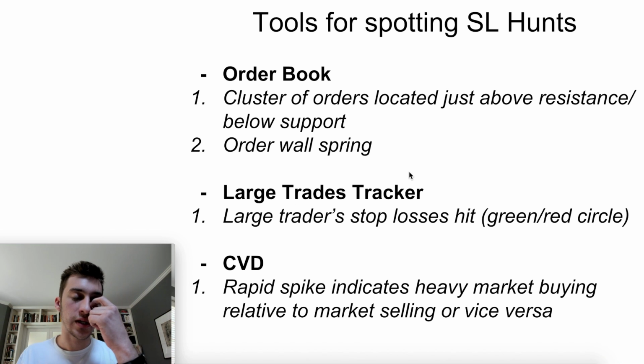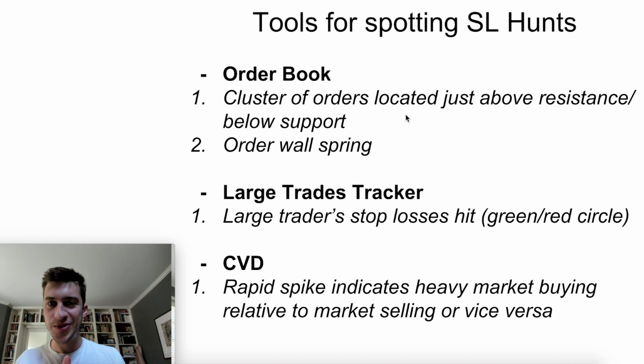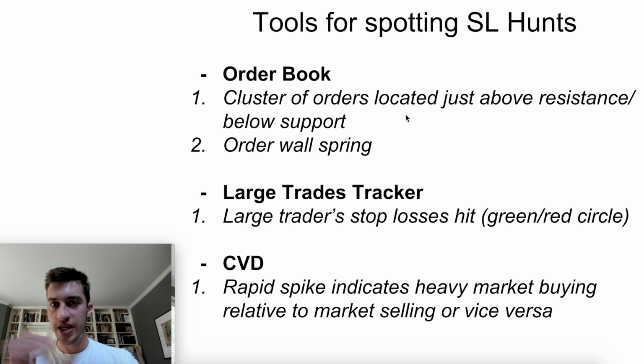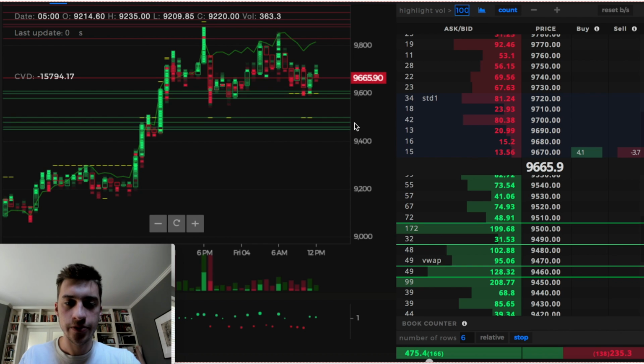Okay, so first let's look at tool number one for spotting these types of stop loss hunts, the order book. The two types of price patterns that you're going to see, one, which is going to be quite straightforward, is just a cluster of orders located right below support or right above resistance. And this is institutions basically telling you that they're putting their limit orders where a lot of stop loss orders are likely going to execute. So an example of that would be this.